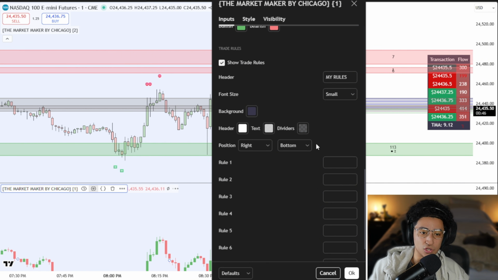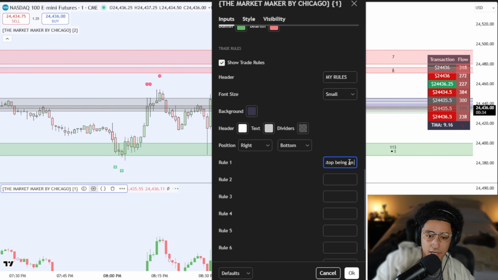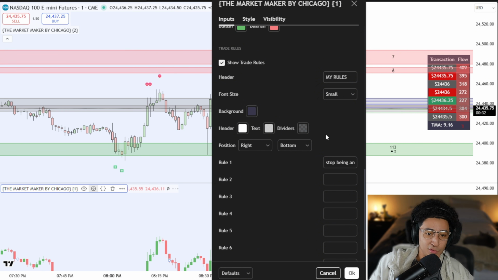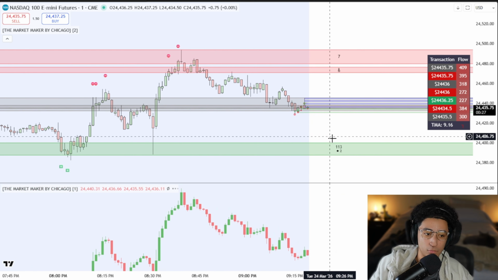Let's just show you guys what I'm talking about here. I think my camera, actually no, you guys should be able to see it. I thought I was blocking that part of the screen, but we're going to turn this on. We're just going to say stop being an idiot. Okay, so that's our first rule. Like I said, just for sake of example, just to show you guys what I'm talking about. We're going to let this reload here.